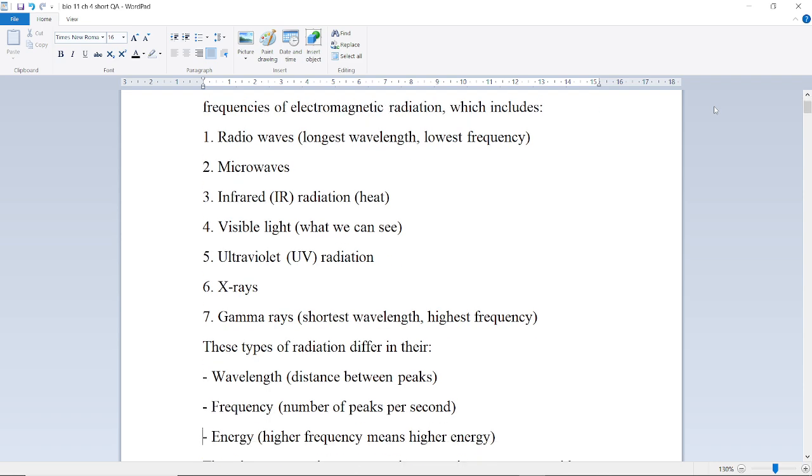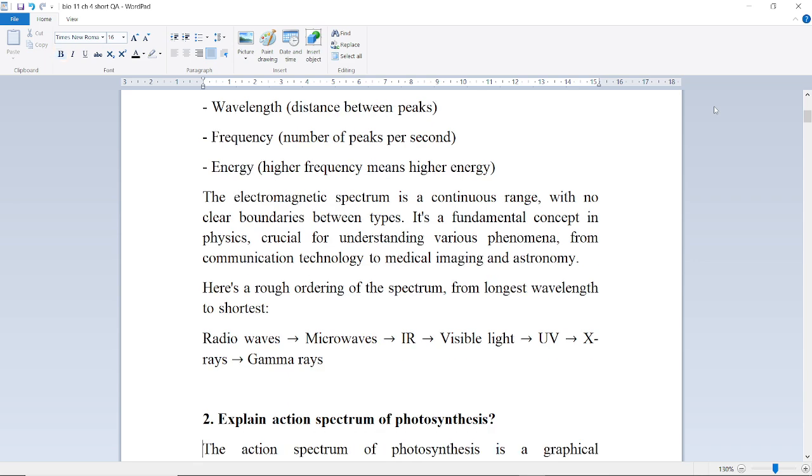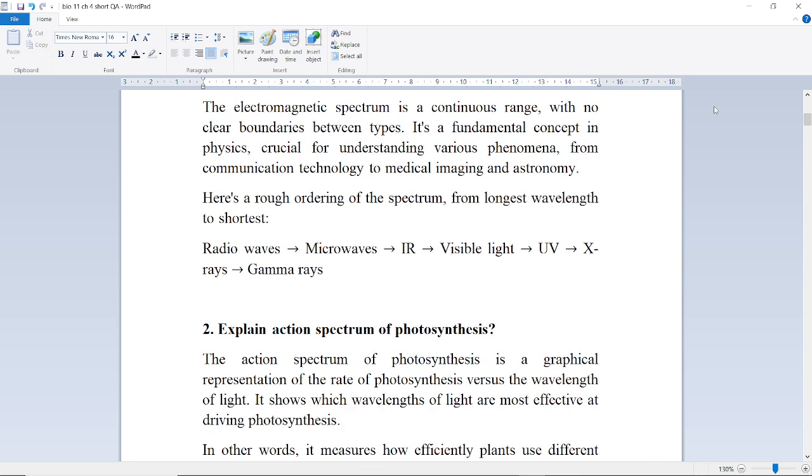These types of radiation differ in their wavelength, distance between peaks, frequency, number of peaks per second, and energy. Higher frequency means higher energy. The electromagnetic spectrum is a continuous range with no clear boundaries between types. It's a fundamental concept in physics, crucial for understanding various phenomena from communication technology to medical imaging and astronomy.